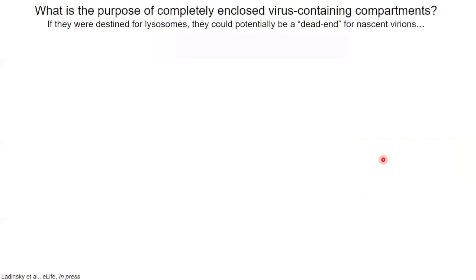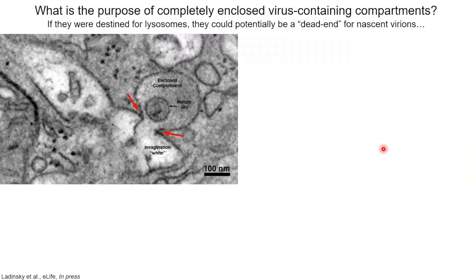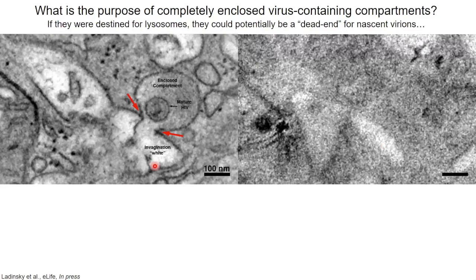Finally, I'll finish with this example. Why are these things here? Why are you putting virus into an enclosed compartment? And what does that do for you if you're a virus when you want to get out and infect new things? We actually found some examples which show that these compartments can fuse with these invaginations, in white here, that can go out and allow the virus to diffuse away and go infect another cell potentially.